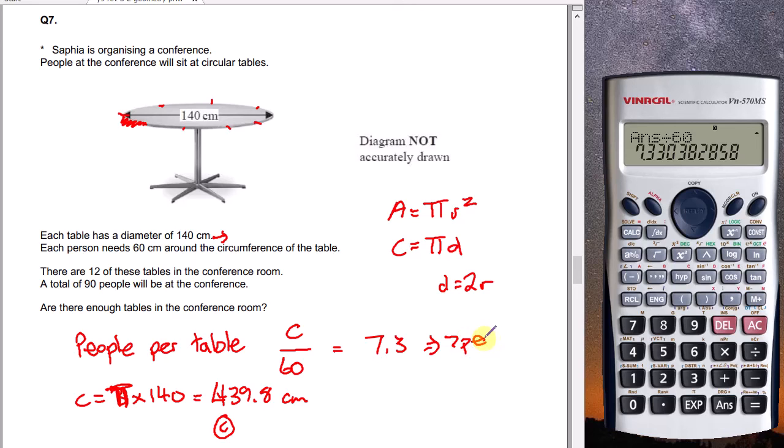So we're talking about people, we can't have half a person at a table. Okay, so there's 12 of these tables, so the total people we can sit is 7 times 12, which is not enough. We need another table.